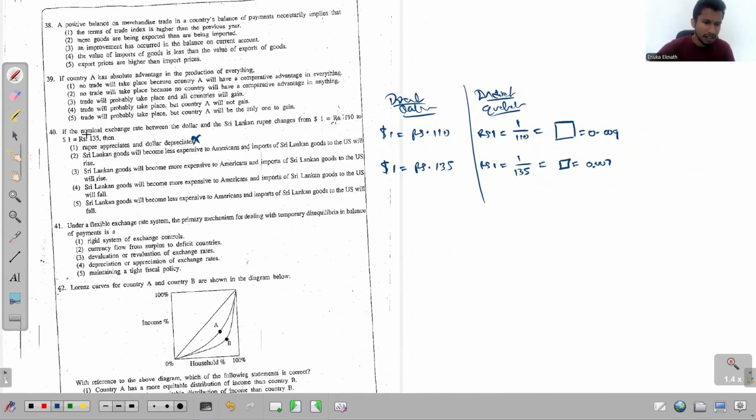Hope you can see this. Sri Lankan goods will become less expensive to Americans. Is it true? It says Sri Lankan goods will become less expensive to Americans.